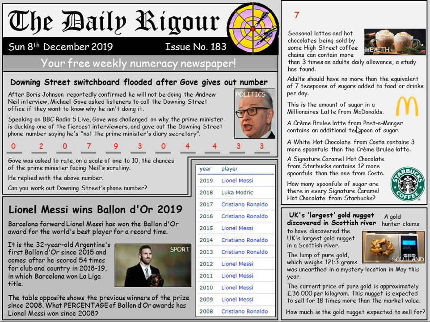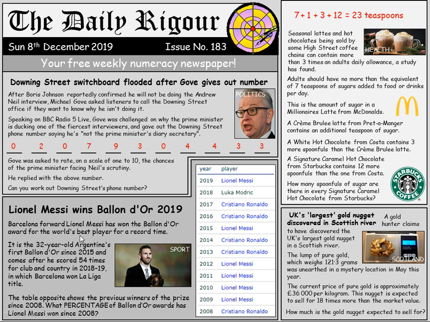A creme brulee latte from Pret a Manger contains an additional teaspoon of sugar, so that's plus another 1. A white hot chocolate from Costa Coffee has 3 more spoonfuls than that, and a signature caramel hot chocolate from Starbucks has 12 more than that. So if you add up all those numbers, it means that that signature caramel hot chocolate from Starbucks has 23 teaspoons of sugar in it. That's absolutely ridiculous. So that's like more than 3 times an adult's daily allowance just for that one cup. But anyway, so on to our sports story.